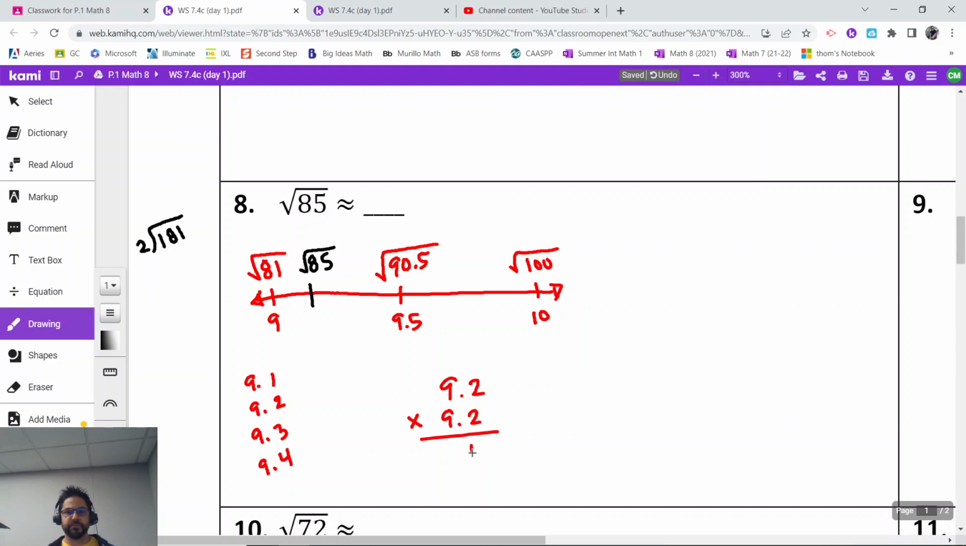So let's see, 2 times 2 is 4, 2 times 9 is 18. Placeholder. 2 times 9 is 18. 9 times 9 is 81, plus the 1 is 82. When I add it up, I've got a 4, a 16, a 1, 2, plus 2 is 4, 8. So I have an 84.64, and isn't that super close to the 85?